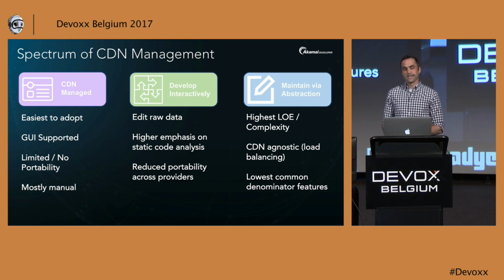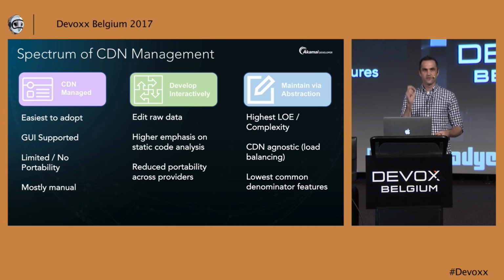The next thing that you could do, and what we've seen in a limited amount, is that customers will edit the raw configuration data and manage it internally, and then purely interact with the CDN from a deployment perspective, right? This is a lot more complicated because the markup that CDNs use, like Fastly and even Akamai, is pretty proprietary. So you really have to understand the structure and the way of defining those behaviors. It also puts a huge emphasis on static code analysis, right?